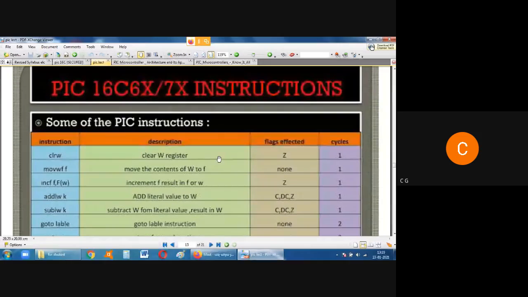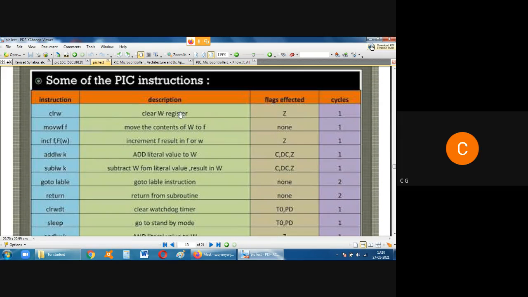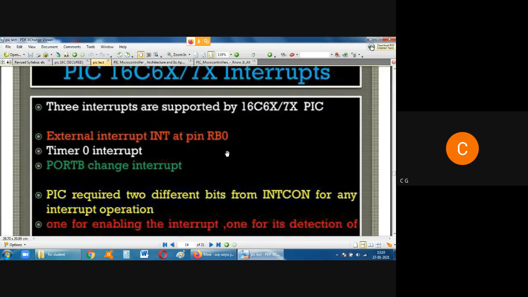So there are certain instructions. I will not go into much detail of this. This we will see later on. Three interrupts are supported by 16C6s. Means there are 12 independent interrupts, but they are categorized into external interrupt, timer interrupt, and port B change interrupt.